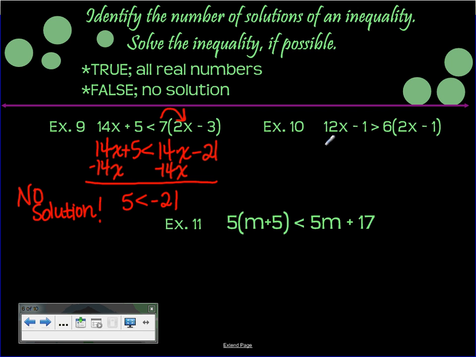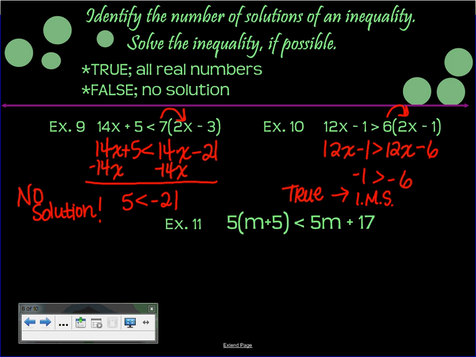Okay, let's take a look at this one. We've got 12x minus 1 is greater than, again, distribute. So 12x minus 6. All right, again, if I subtract 12x over there, I'm just left with negative 1 is greater than negative 6. And hopefully you said that that was true. So negative 1 is greater than negative 6. So we would say infinitely many solutions. Okay, so it's true. So infinitely many solutions. Hopefully you all can figure out what IMS means.